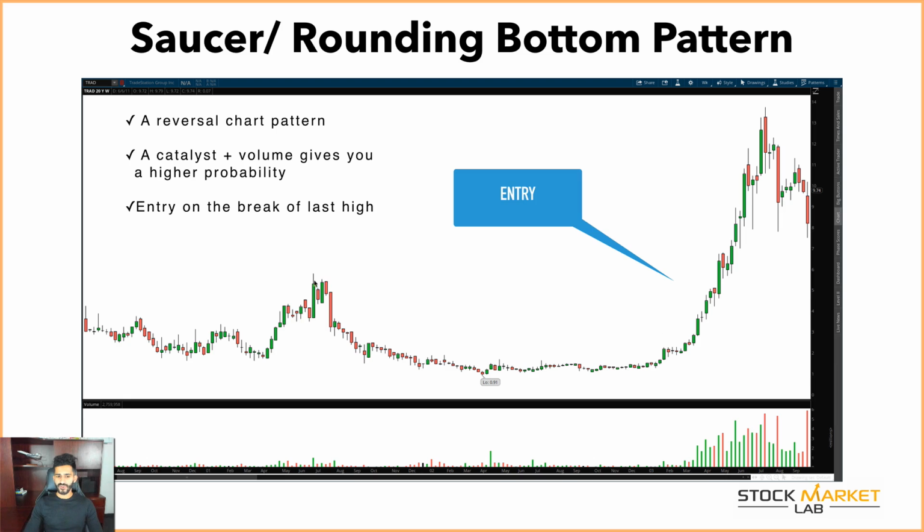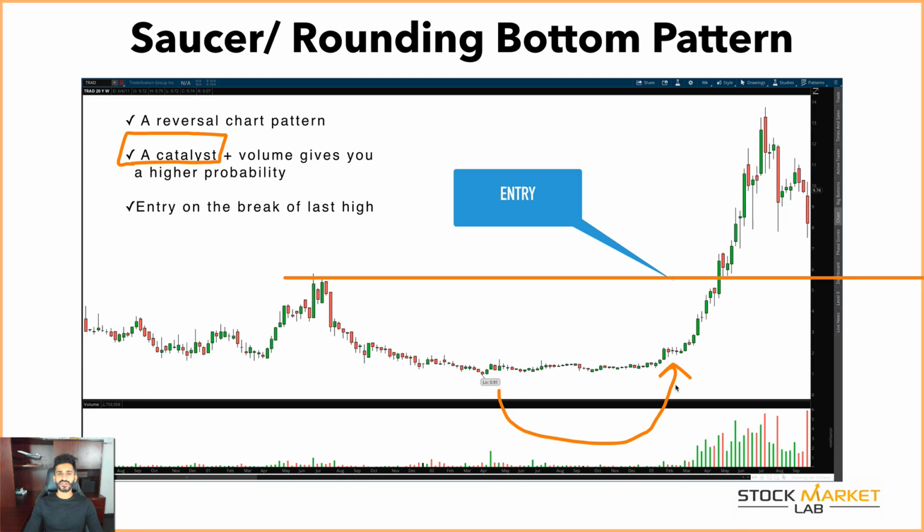But you have to understand, for these plays to work out, you need a catalyst. You need some sort of juice behind the play. There needs to be something pumping this up. There needs to be some sort of news, some sort of catalyst that's driving this stock up. A stock is just not randomly going to go up. It needs something to push it. So if there's news and catalyst and price action is confirming that there's a move behind this and there's something actually fueling this play, that will give you a higher probability.